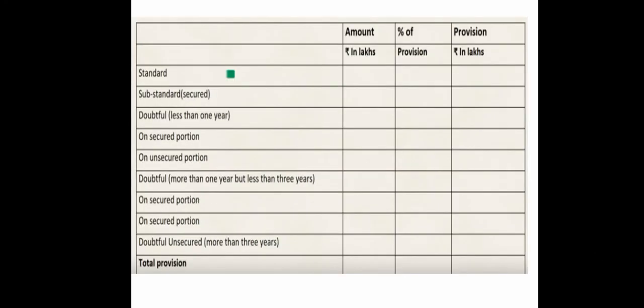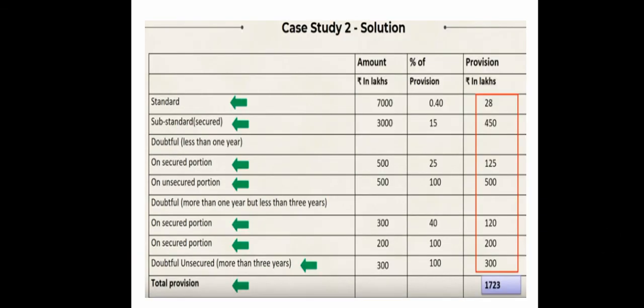First, you need to prepare the sheet. This sheet will make it easy, followed by your final computation. You have standard assets, substandard assets, doubtful assets, and loss assets. In this case you don't have any loss asset, and you have further sub-classification under various categories. Based on the loan portfolio in the given case, a total provision of 1,723 is required. This needs to be computed separately for different types of loan accounts and then added together.